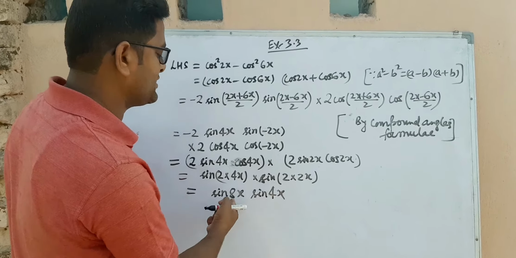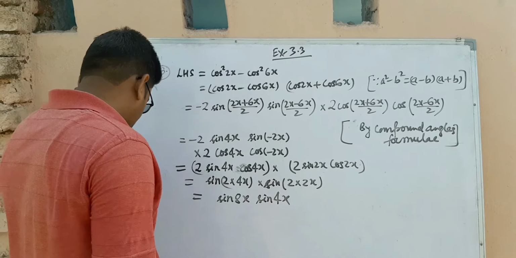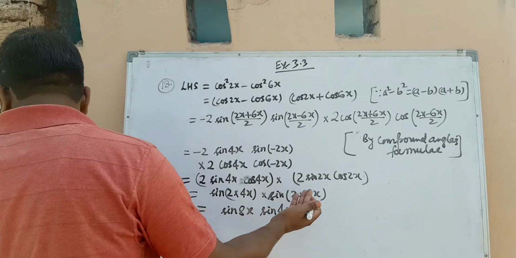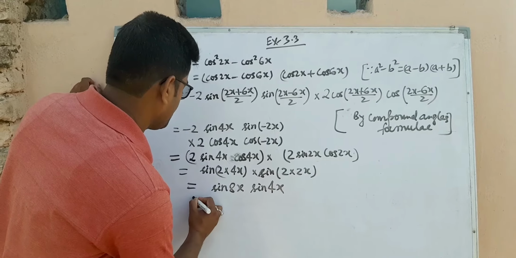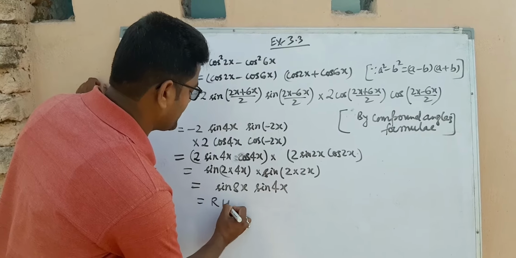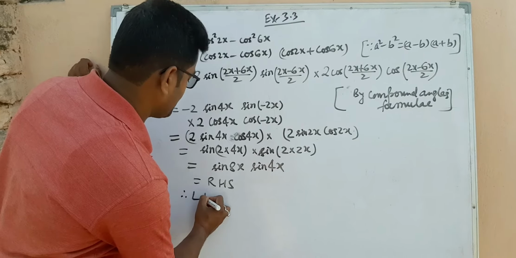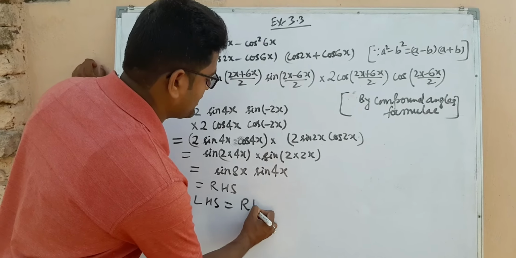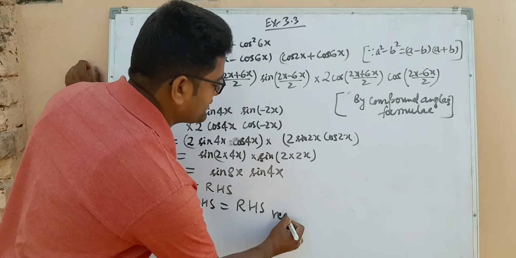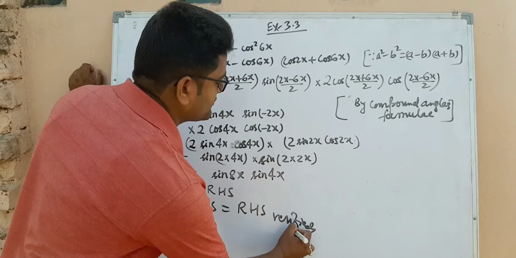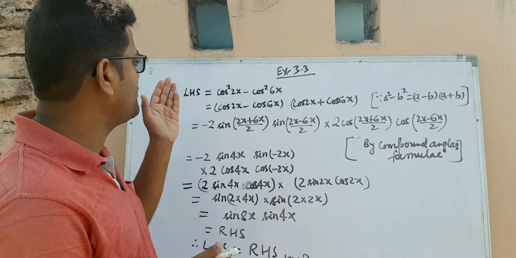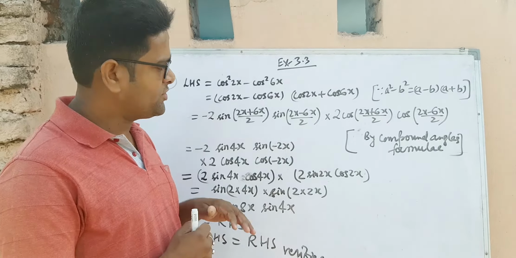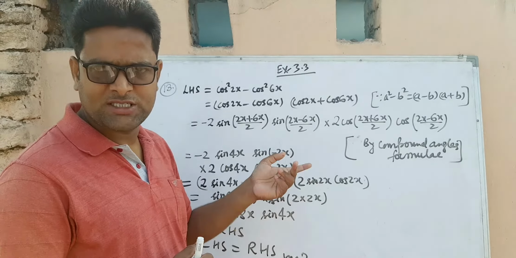Now you see, this is your RHS to be proved. Sin 8x into sin 4x, that is your RHS. So finally we can write, therefore LHS equals RHS. Hence verified. In this way we can see the questions can be solved if you understand which formula to be applied where. That is the major task.